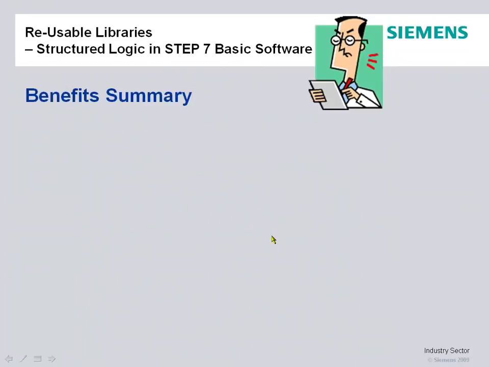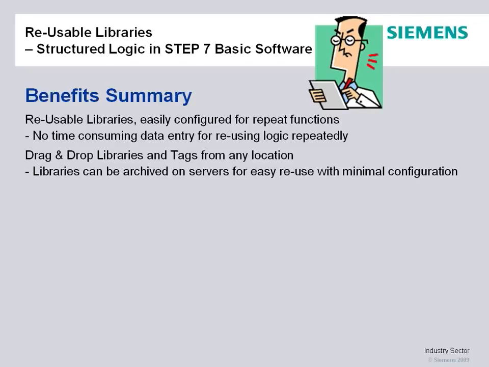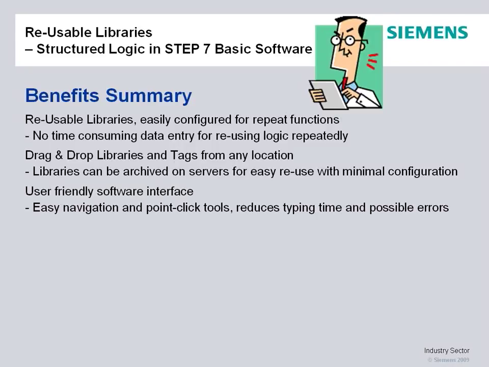So the benefits of using the reusable libraries and the structured logic of the Step 7 basic software are that reusable libraries are easily configured for repeat function. No time-consuming data entry or typing or reusing logic cut and paste repeatedly. Drag and drop of libraries and tags from any location. These can be stored and archived as intellectual property for reuse in common repeat automation systems. User-friendly software, easy navigation. You see how everything was point and click, fill in the blank, reduces typing time and the possibility of errors.